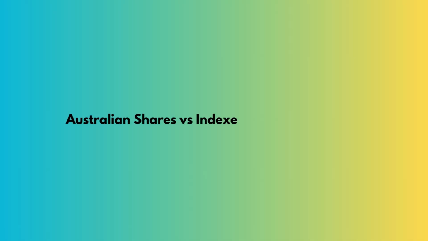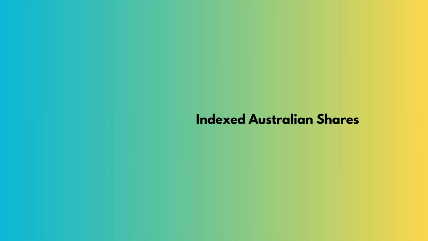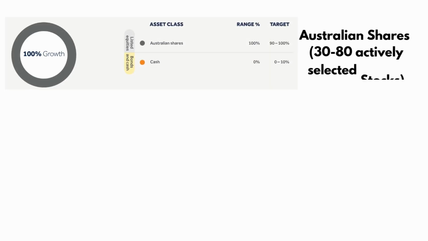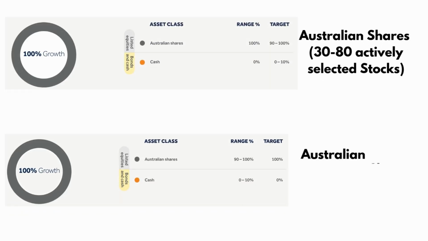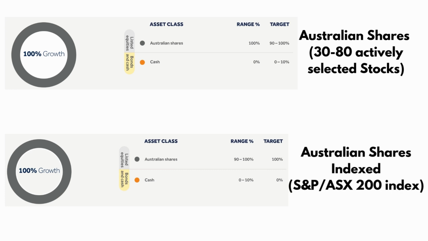Next, we have our Australian shares versus our indexed Australian shares. Now for our Australian shares, it's 30 to 80 actively selected stocks. And for our Australian shares indexed, it's indexed to the ASX 200. Now essentially, they are both 100% growth and are very similar funds.